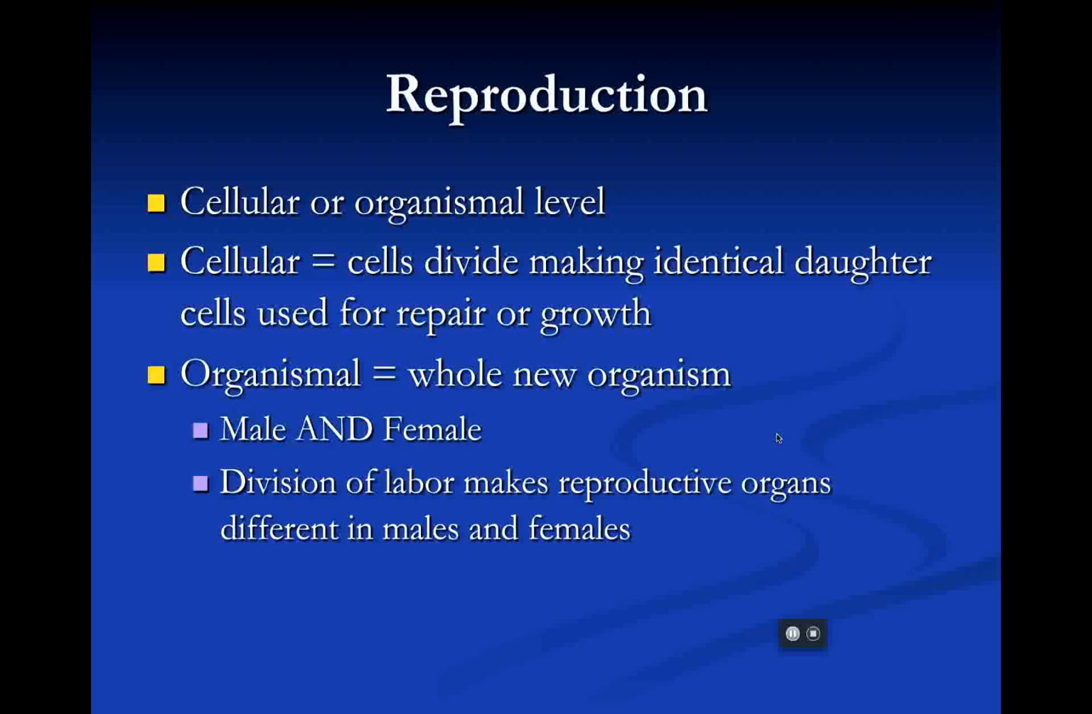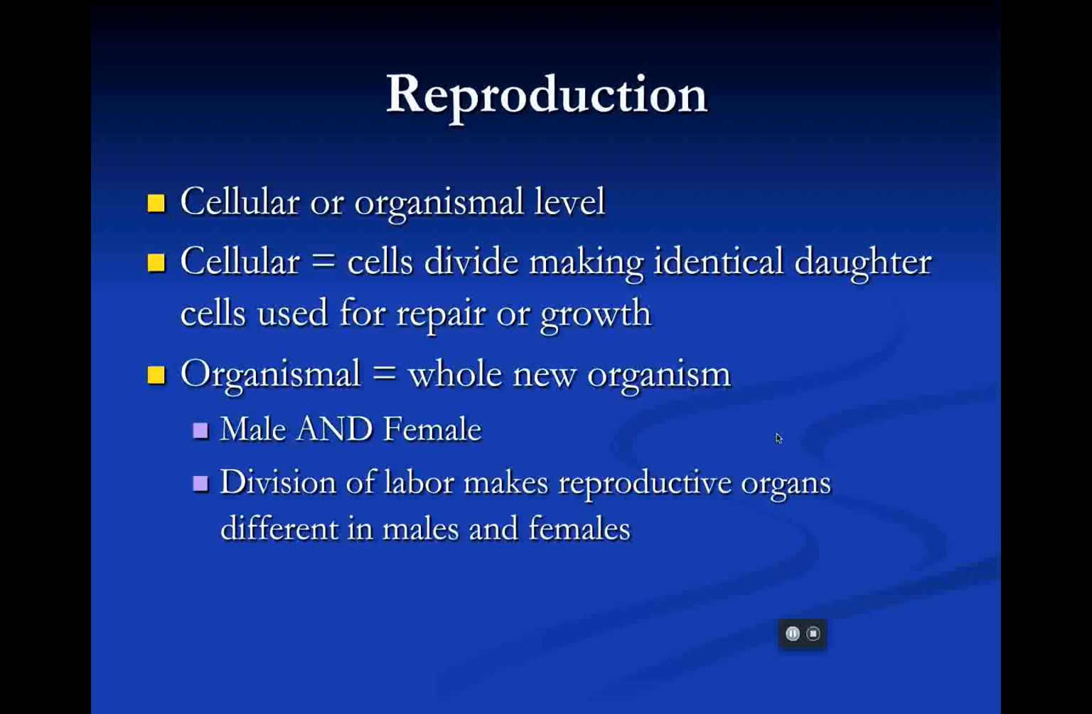Reproduction. When we say the word reproduction, most of us jump right to having a baby. That is one type of reproduction. It can occur on a cellular or organismal level. Having a baby is organismal reproduction. We are making an entirely new organism. But it can also happen on the cellular level. Cells can divide, making identical daughter cells, and that happens a lot for repair and growth. If I cut myself, I'm losing blood, I'm losing tissue, I'm losing skin cells, and all of that is going to need to be repaired. And that would be an example of cellular reproduction.